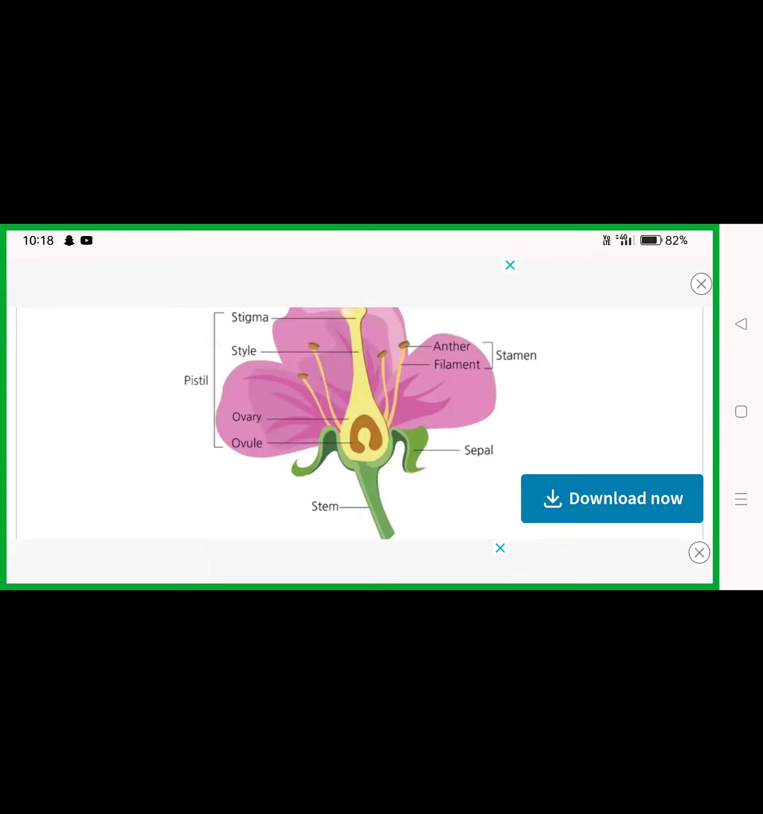Okay, so coming to the androecium, this is a collective name of the male reproductive structures. The stamens may be arranged in one or more whorls. Each stamen consists of an elongated stalk, the filament, bearing at its end a fertile spore producing structure called the anther.